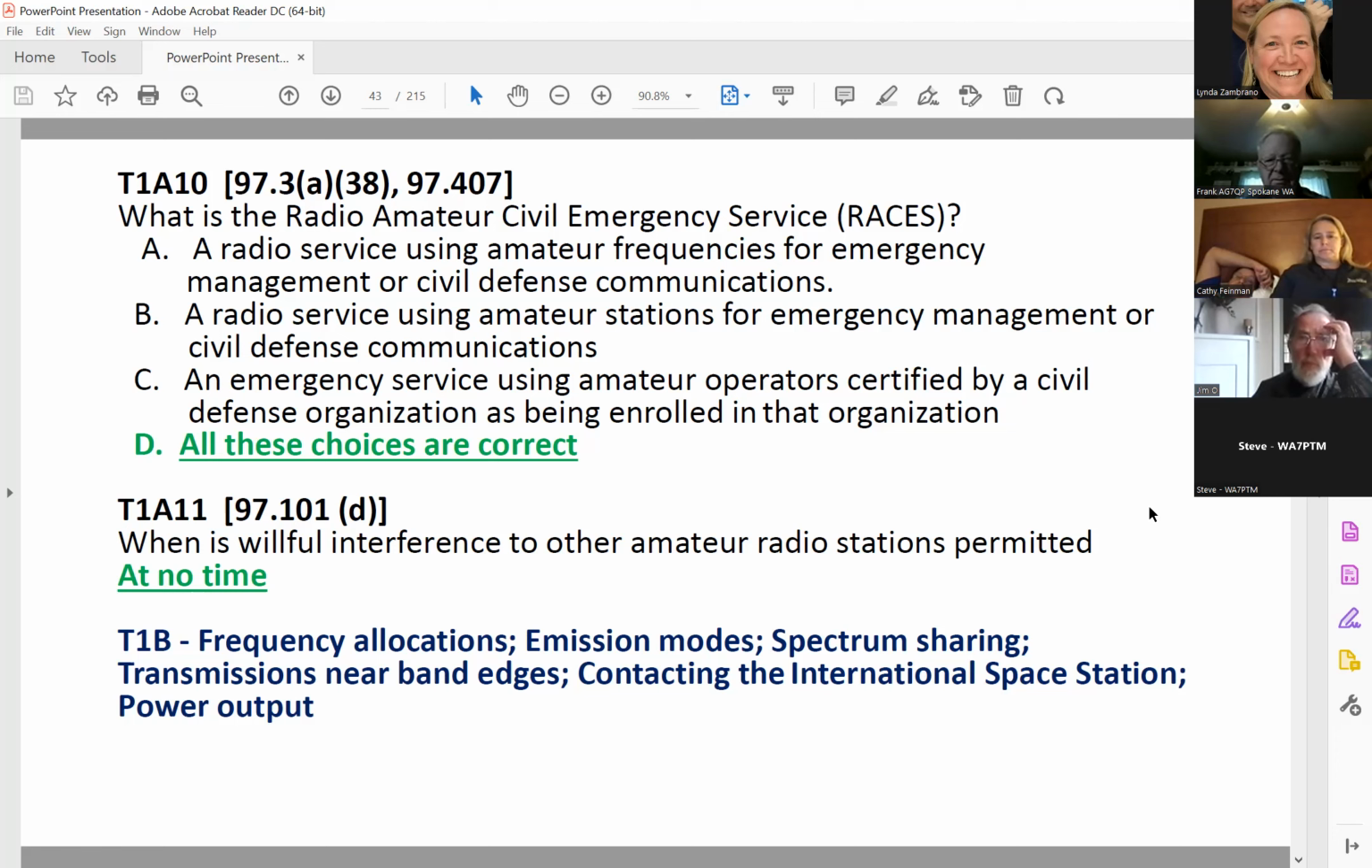Number 11, when is willful interference to other radio stations permitted? No brainer on this one: at no time. You are never allowed to interfere with someone else's operation.